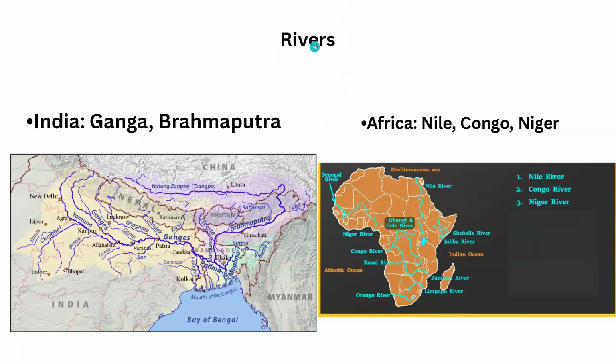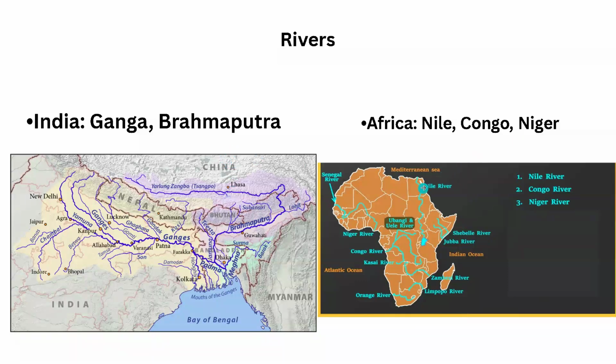If you are comparing rivers, the major important rivers in India are Ganga and Brahmaputra. See here, the Ganges originates in the Himalayas. Its tributaries are flowing, and the Ganges flows like this, finally coming towards the east and joining the Bay of Bengal. Brahmaputra also, you see how it is flowing. These are the places where river basins are very fertile and agriculture is also possible.